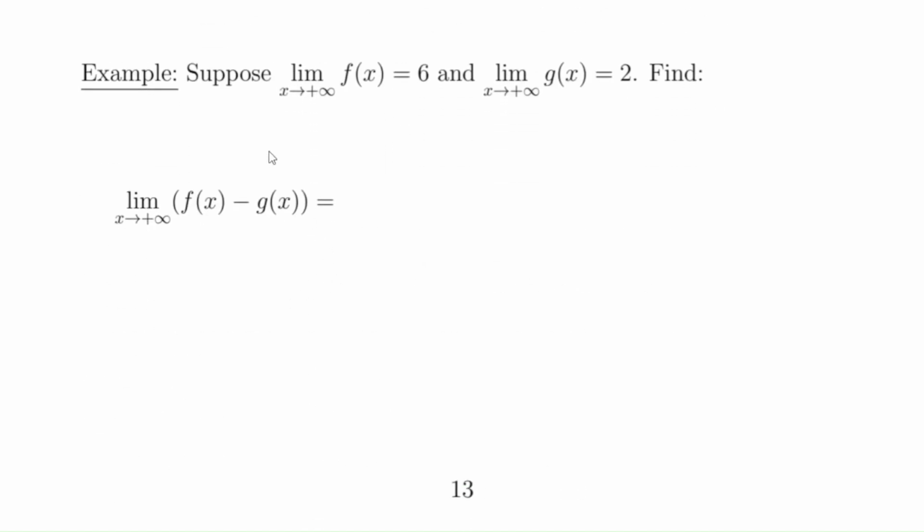Okay, so as a quick example, if the limit as x approaches infinity of f of x is 6, and the limit as x approaches infinity of g of x is 2, what's the limit as x approaches infinity of f of x minus g of x? Well, it's going to be 6 minus 2, which is 4.